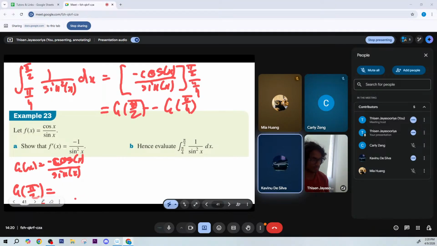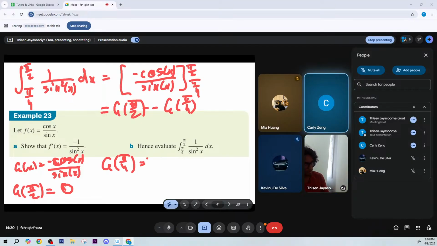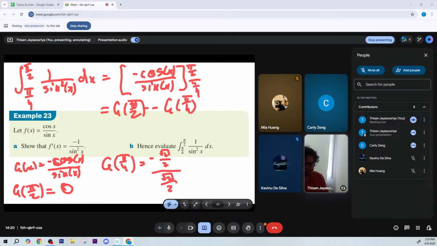Is it 0? 0? And Carly, what's g of pi over 4? Oh, wait. Negative root 2 on 2 divided by root 2 on 2. Yeah, what does that simplify to? Negative 1. Negative 1. So we get here 0 take negative 1, which is just 1. Does that technique make sense to you guys?